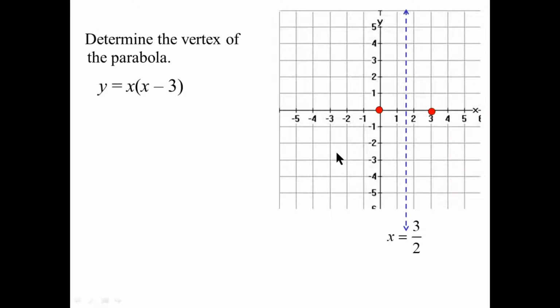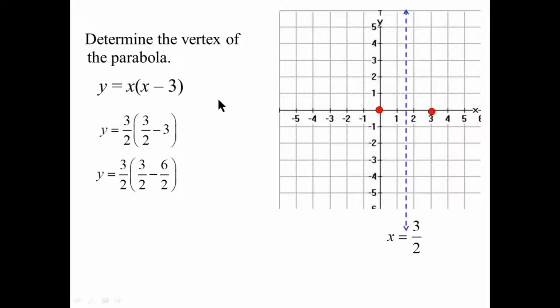Determine the vertex. Well, we know the vertex sits on the axis of symmetry, so we know the vertex has an x-coordinate of 3 over 2, or 1.5. So we'll take that and plug that in to get the y-coordinate at the vertex. Here we've got to subtract fractions with a common denominator.